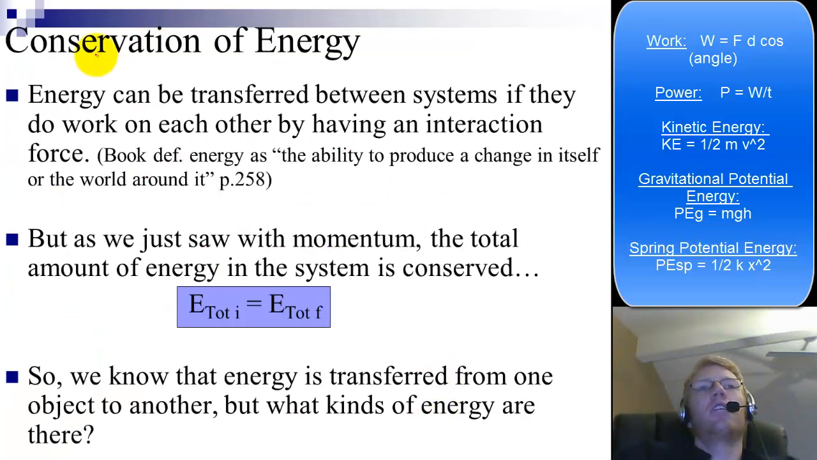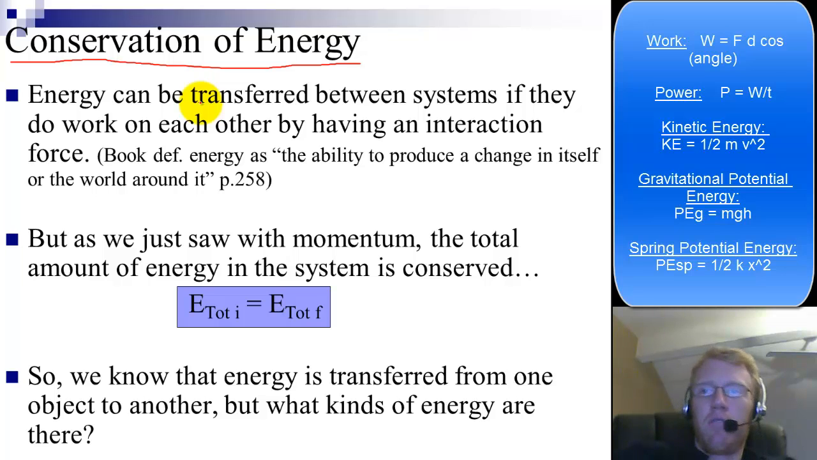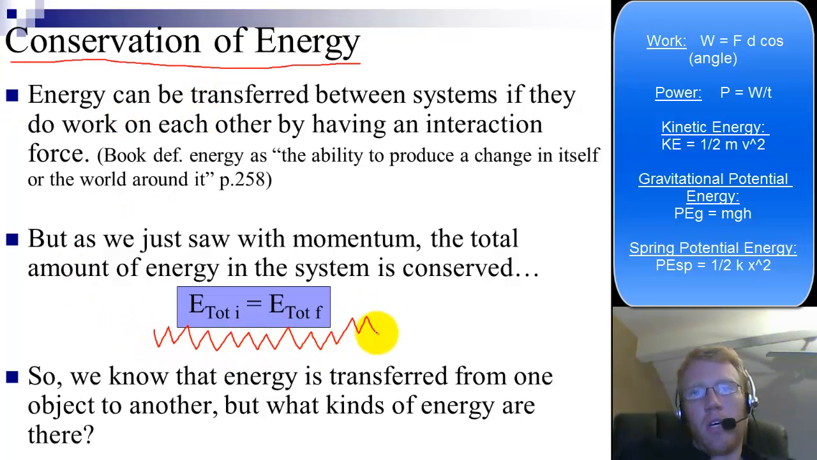Alright, so just like we talked about conservation of momentum in Chapter 9, we can now talk about conservation of energy in Chapter 10 and 11. Because when it's transferred, one object gains it and the other object loses it in equal proportions, the total amount of all the objects combined at the beginning will equal the total amount of all the objects combined at the end. So this right here is a very, very important formula. And what goes into E total initial and E total final is what's going to be coming up in the next couple of slides and in the next two chapters.